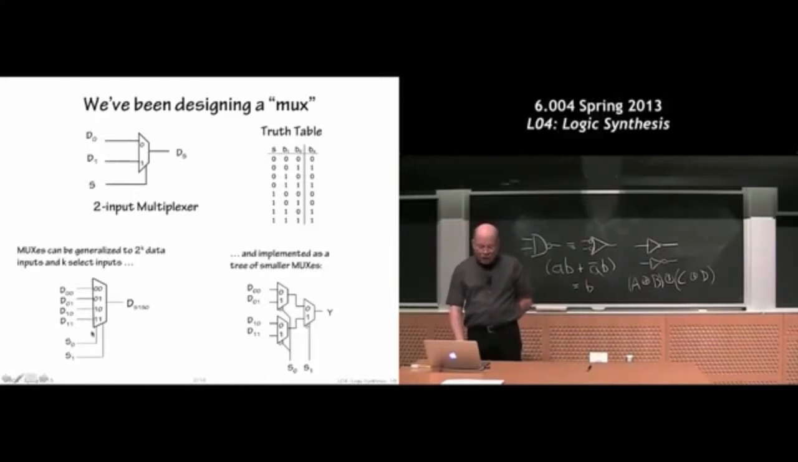Here's a 4-to-1 multiplexer where I have 4 inputs and I need 2 select signals to select which one of the 4 signals will become the output.